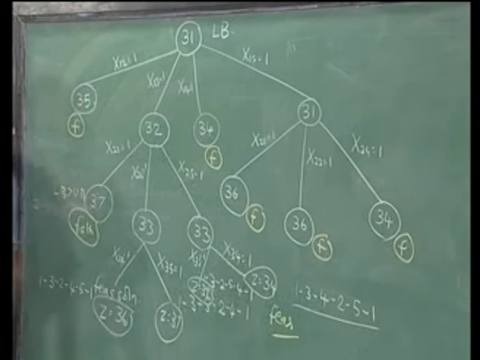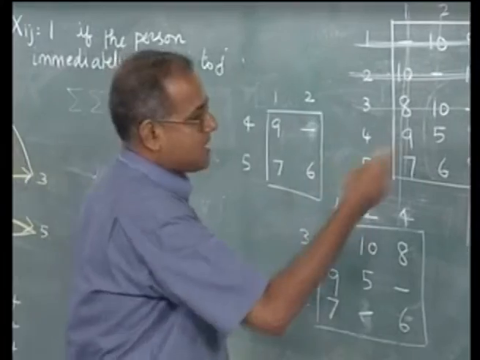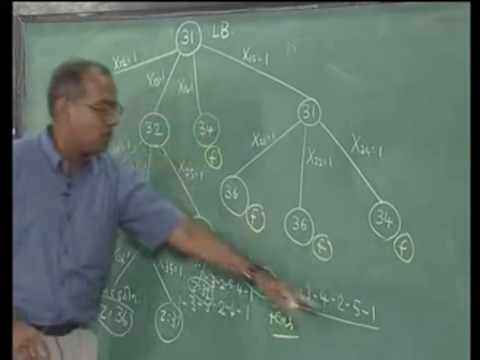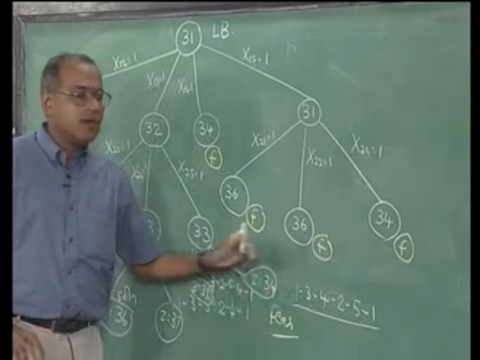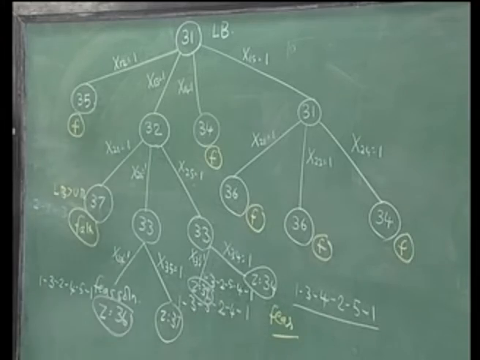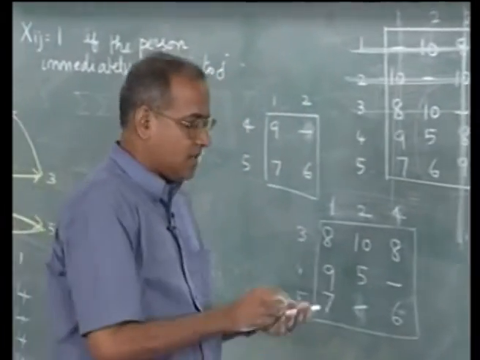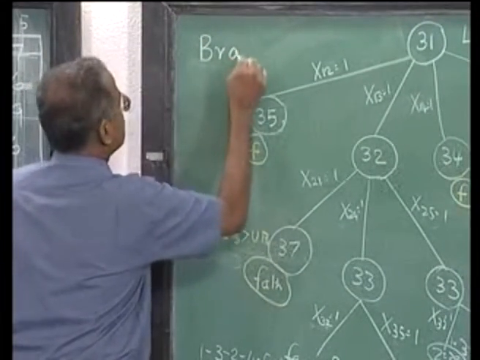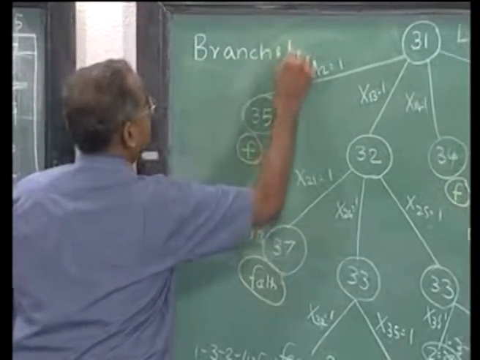So, the algorithm terminates with this solution, which is optimal, and because the problem is symmetric, we would also have got a solution if we had branched this way. 1 5 2 4 3 1 would have given us the same value of 34. So, this is a rudimentary branch and bound algorithm that we have seen for the travelling salesman problem. This is a branch and bound algorithm.